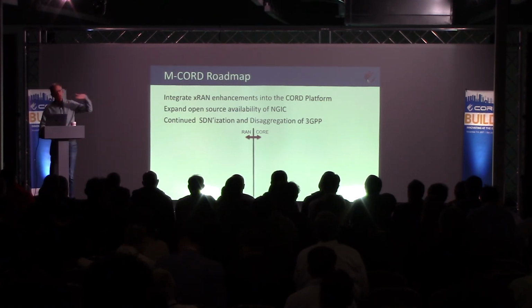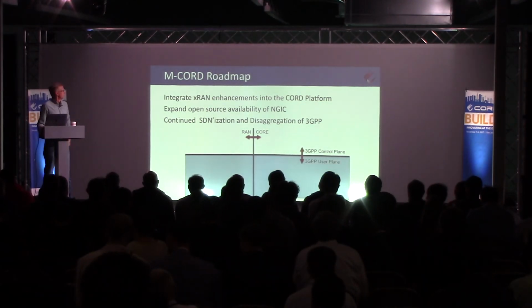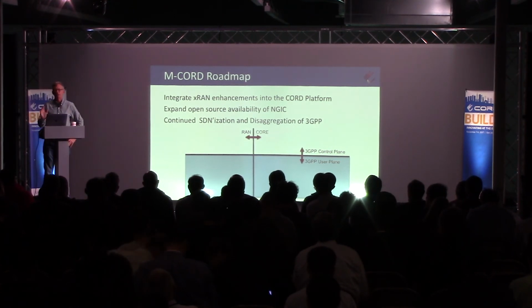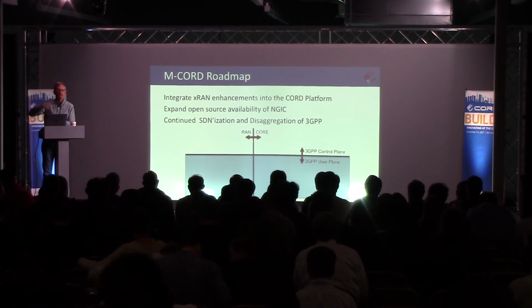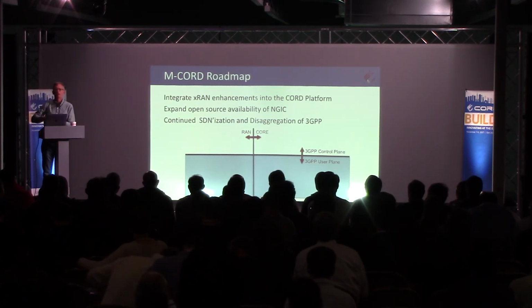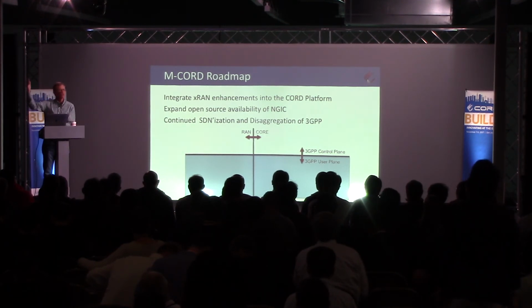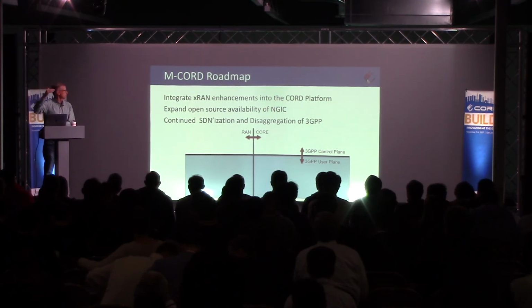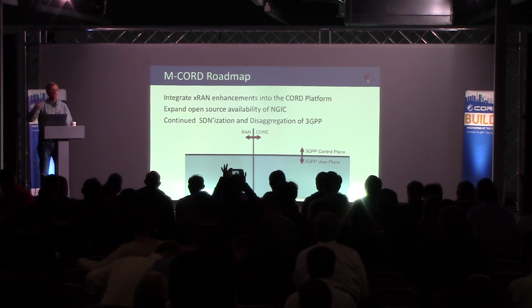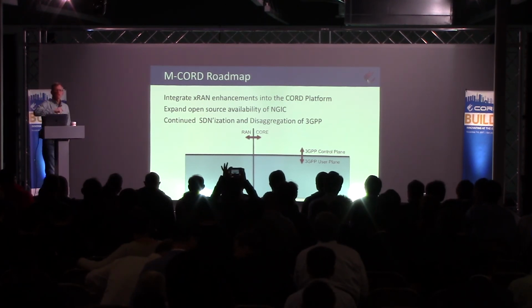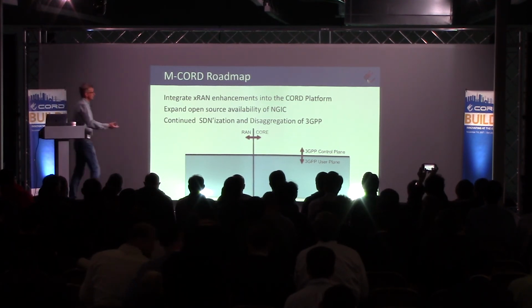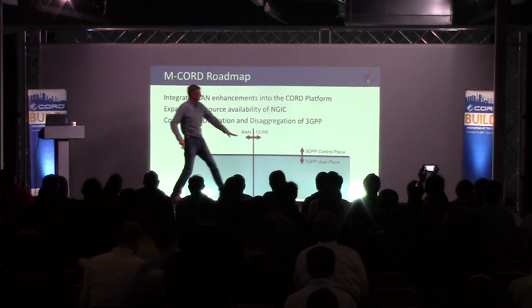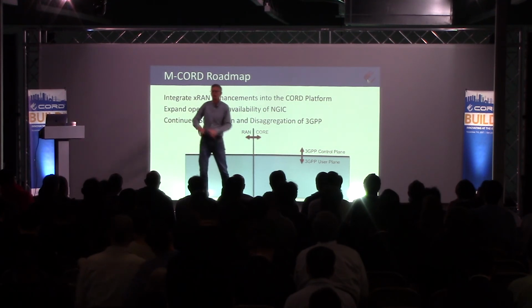In the other dimension, mCORD is about taking 3GPP and disaggregating it, splitting the control plane from the user plane. So above the line is control of 3GPP, and below is the user plane for 3GPP. Everything that's being released in the upcoming 4.1 release of mCORD is not everything, but it's a large part of it. And so there's been a lot of disaggregation there.